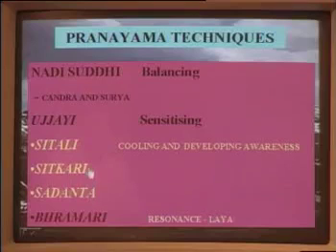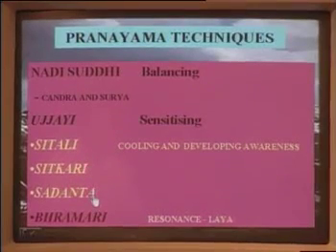From the sensitizing pranayama, we go next to the cooling pranayama. The three classic pranayamas that are used: Shitali, Sitkari and Sadanta. Shitali pranayama is the one in which you prepare the beak of the tongue and allow the air to slowly move in through the tongue. Feel the cool air entering into the lungs and the warm air coming out through the nostrils. This is the Shitali. It cools our nervous system and brings a beautiful cooling effect.